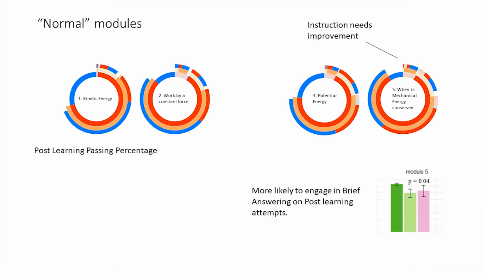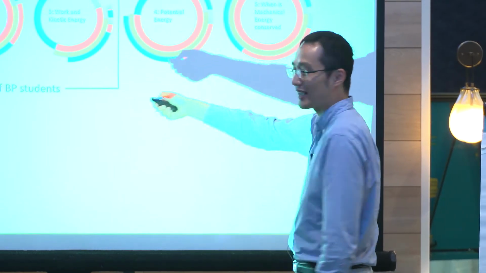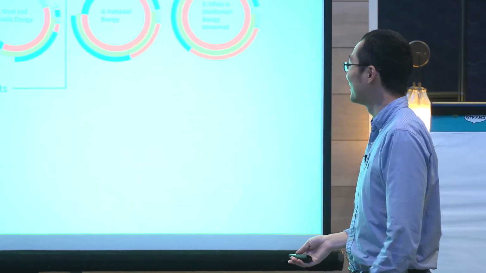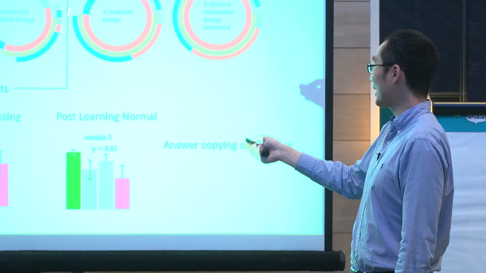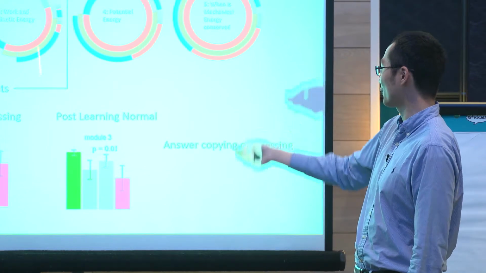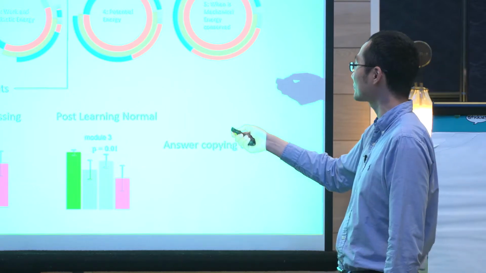Very different behavior on this module 3. You have a lot of passing, but a large fraction of brief passing students, significantly larger than its neighbors, okay? But actually their learning outcome is not so different from the rest. Post-learning is pretty much the same.